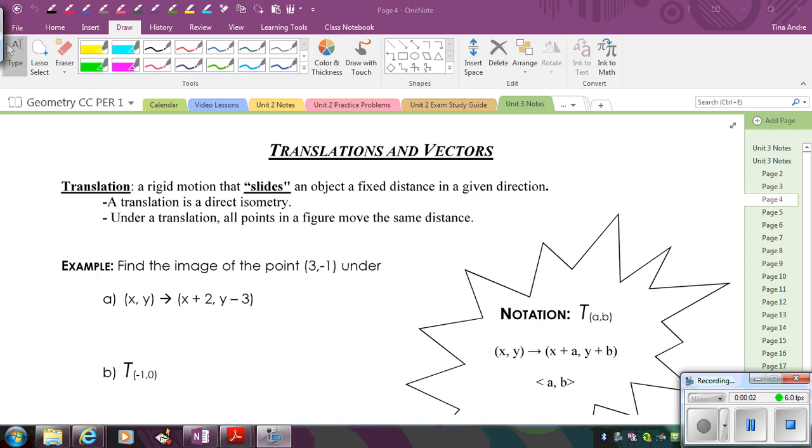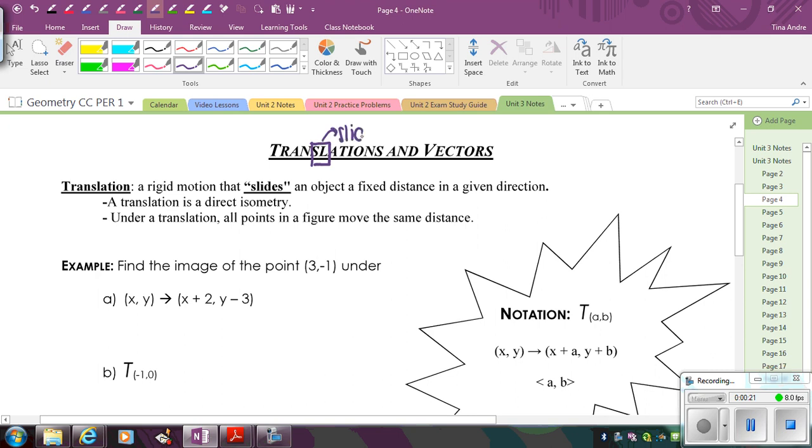In this lesson, we're going to learn about translations and vectors. So translations, not to be confused with transformations. A translation is a specific type of transformation. Transformations are the big picture. A translation is a specific type of transformation that slides an object.